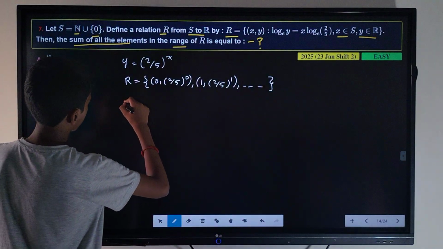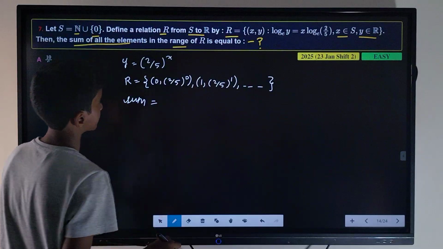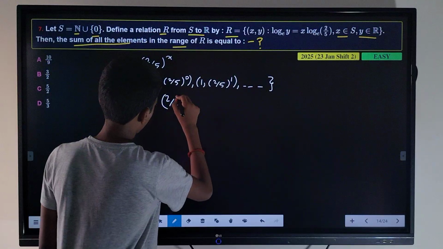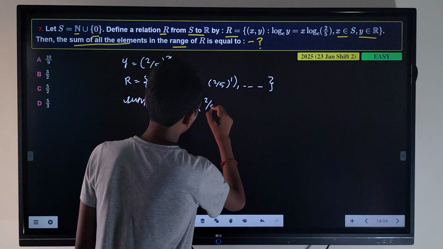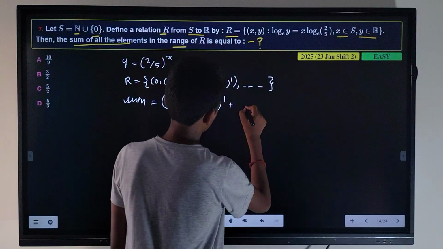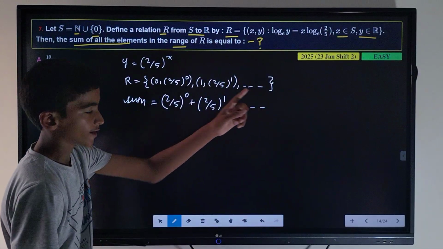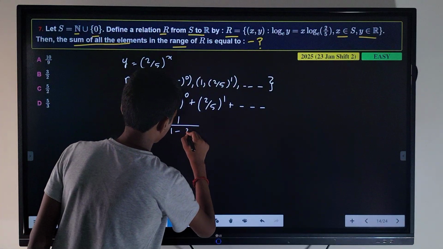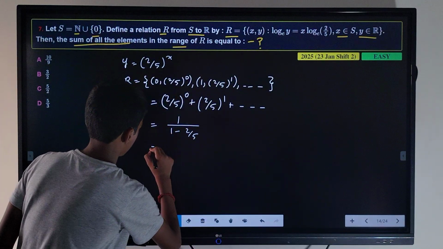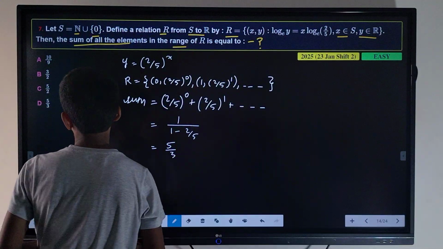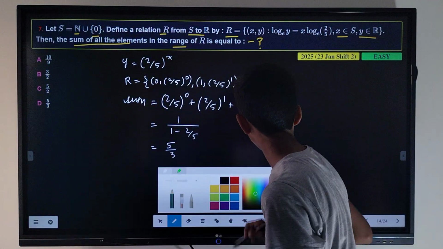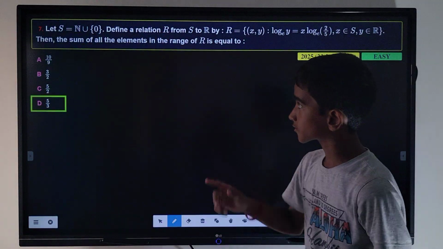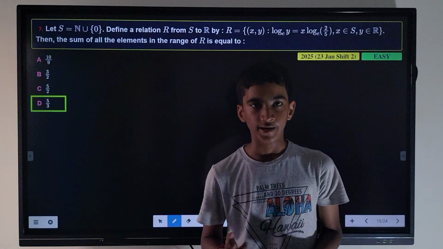So from here our required sum of all elements in range of R is equal to 2 upon 5 raised to power 0 plus 2 upon 5 raised to power 1 plus dot dot dot. Now this is an infinite GP with the first term 1. So this is equal to 1 upon 1 minus 2 upon 5. So from here this is equal to 5 upon 3. So our answer is option D. And here is the solution and we can see that our answer is correct.